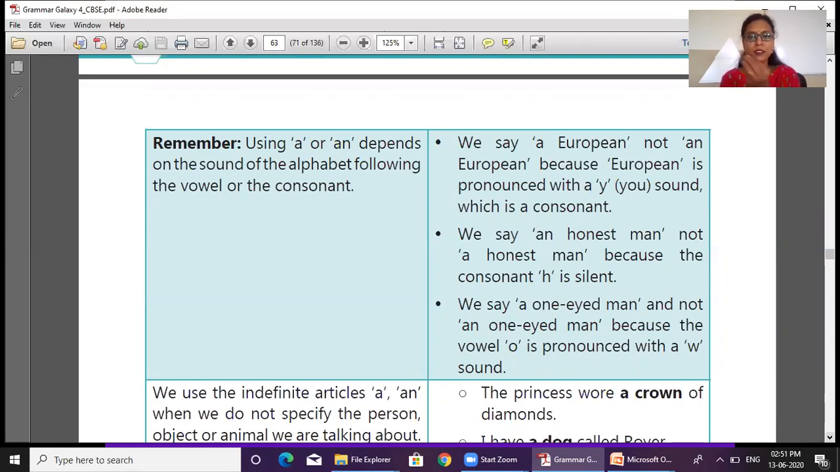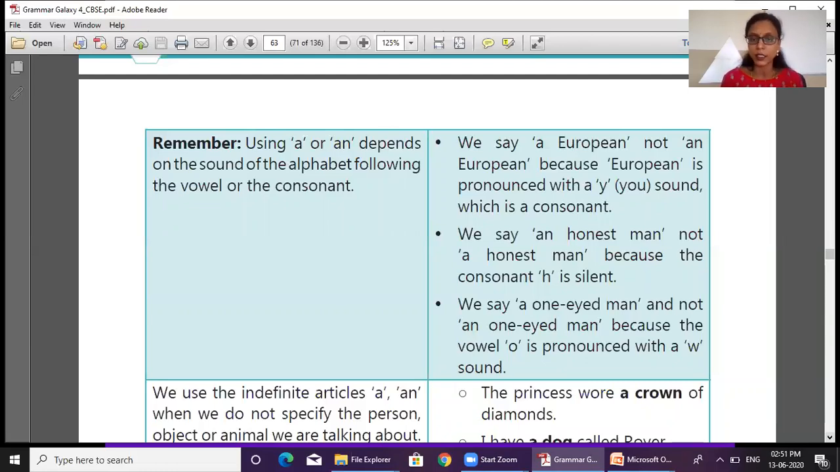Now look at the second example: an honest man. The word honest starts with H, but the H sound is not pronounced. An A sound is there, and A is a vowel sound. So what should be used before a vowel sound? An honest man. Understood? We should not say a honest man. It will be wrong, because a is used with a consonant sound. H is silent here.